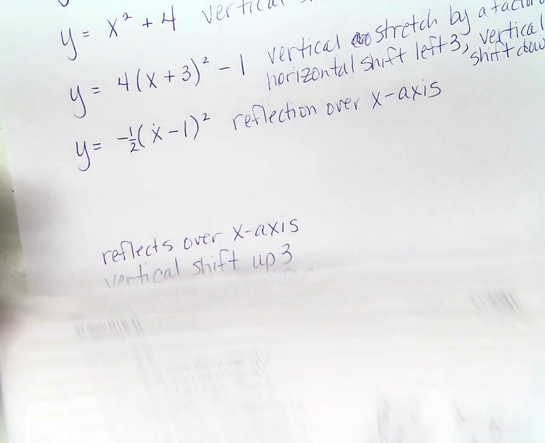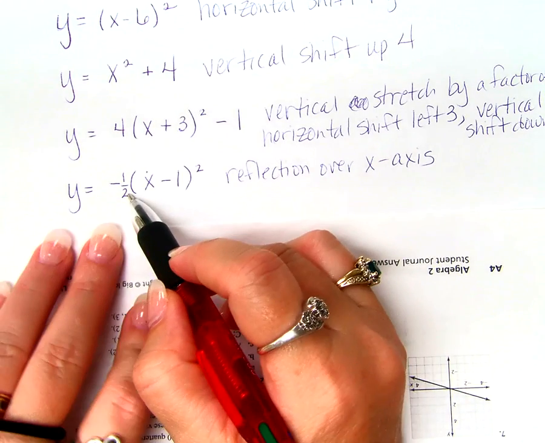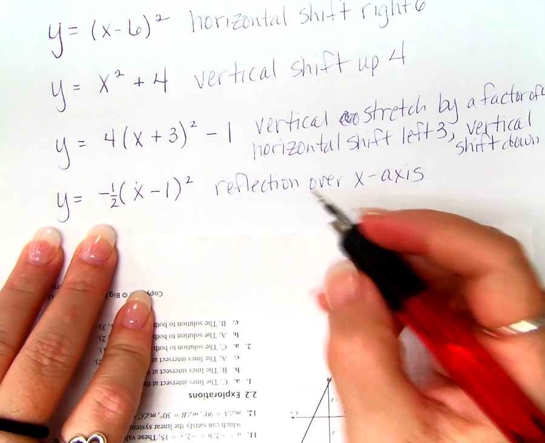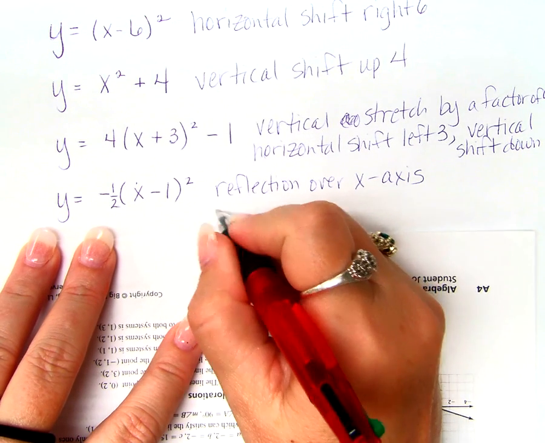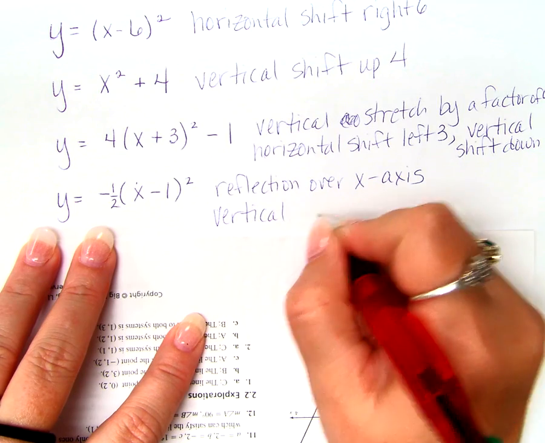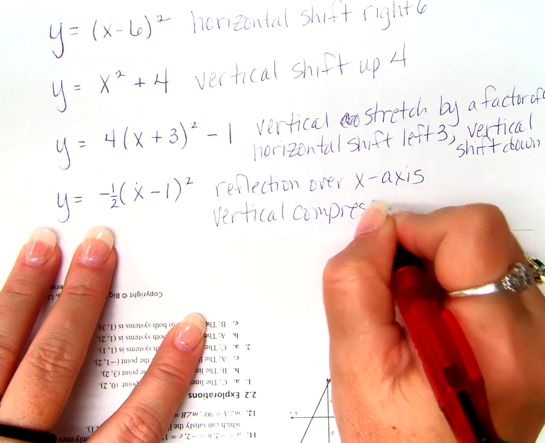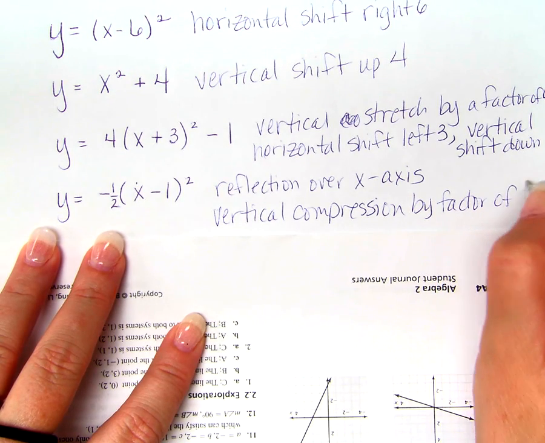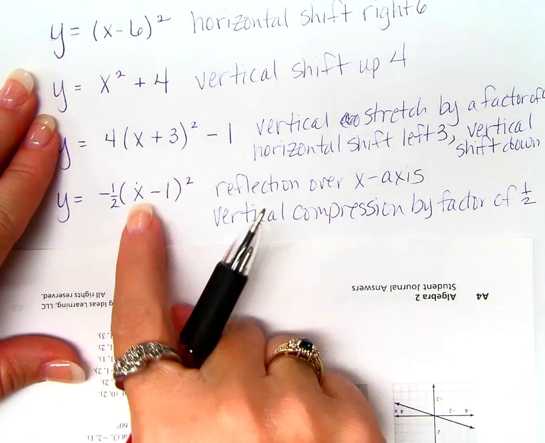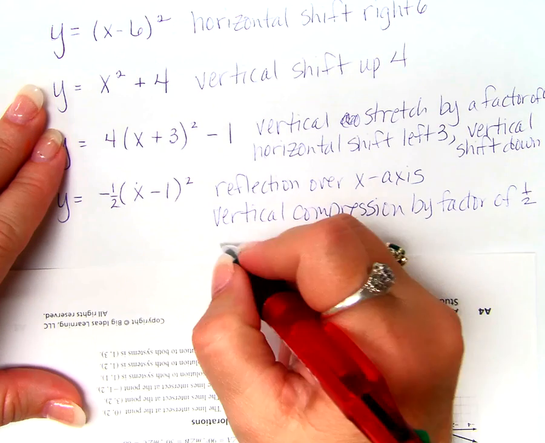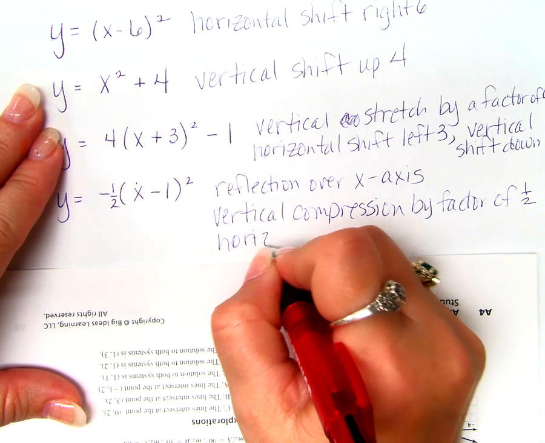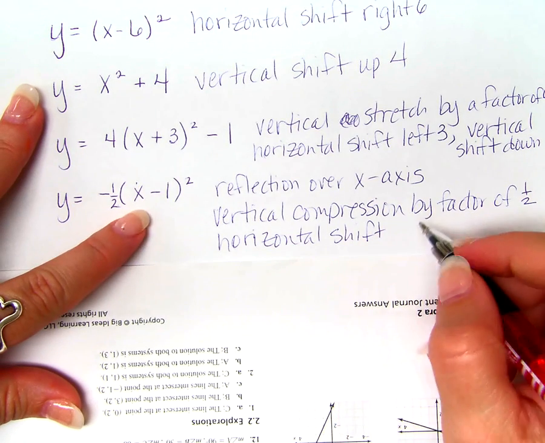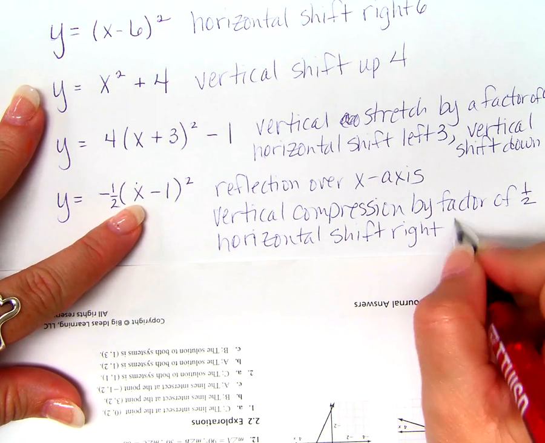Okay. Then we have a 1/2. That's a multiplier on the outside. The multiplier, however, is between 0 and 1, so we say that it is a vertical compression by a factor of 1/2. And then we have a -1 on the inside, so that is a horizontal shift opposite of what we think, so right 1.